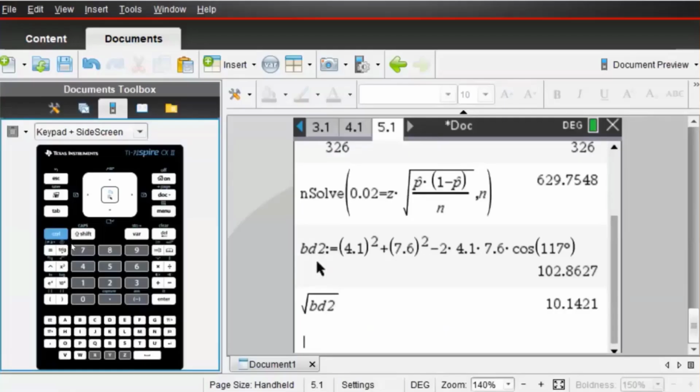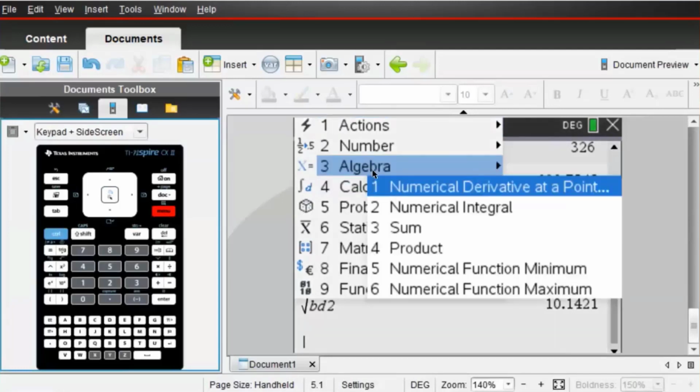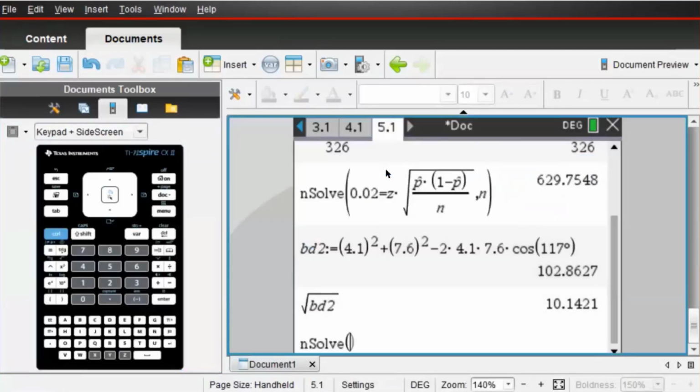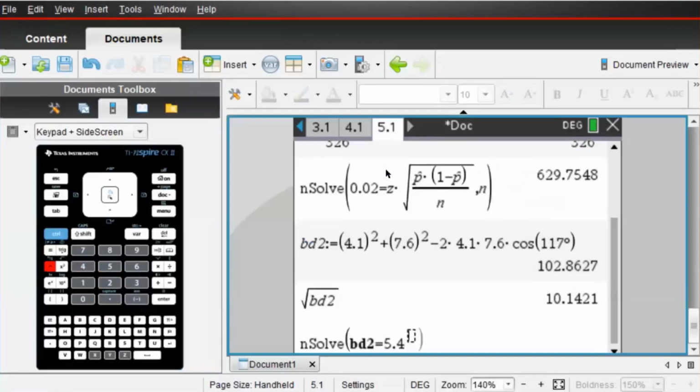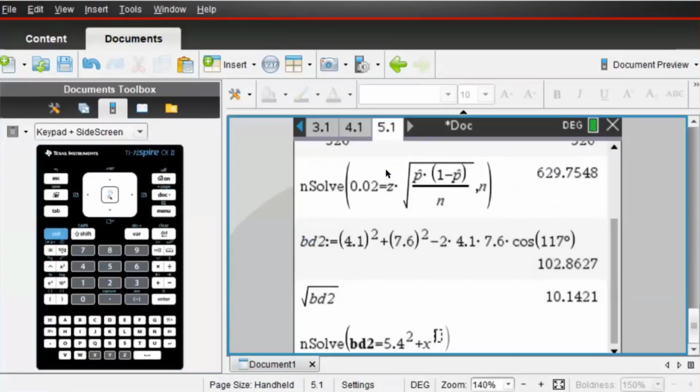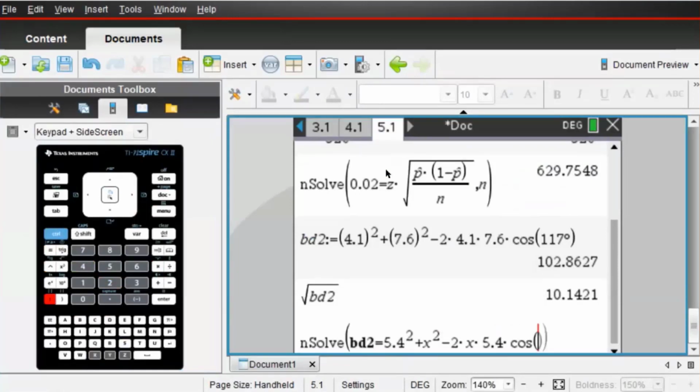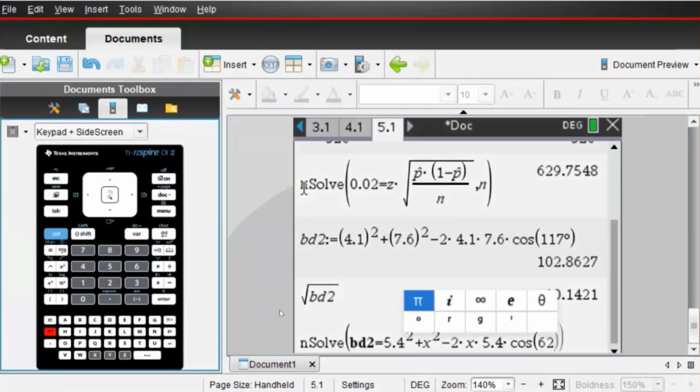Let's just do that. Now, this time, what are we doing? Going menu, algebra, N-solve. Now, think about it, it's BD squared. Well, that is BD2, isn't it? That is what I called BD2. So BD2 equals 5.4 squared plus x squared minus 2 times x times 5.4 times the cos of the included angle, which was 62. Even though we are in degrees, we're going to make sure.